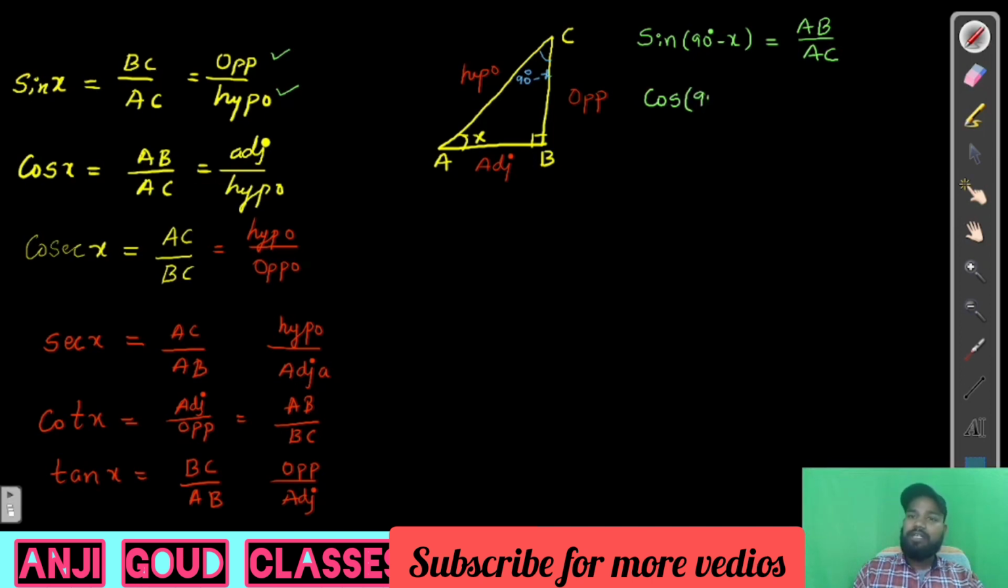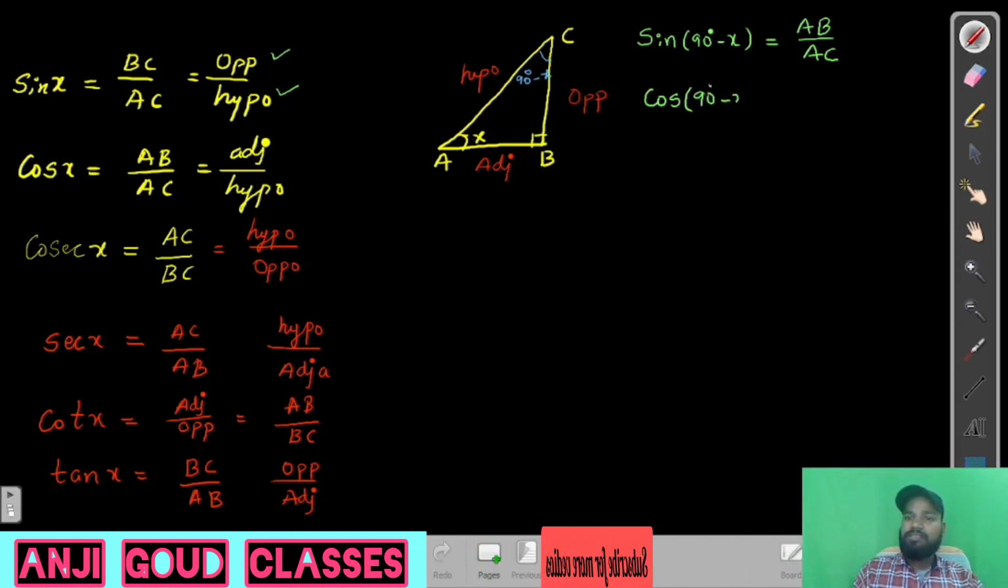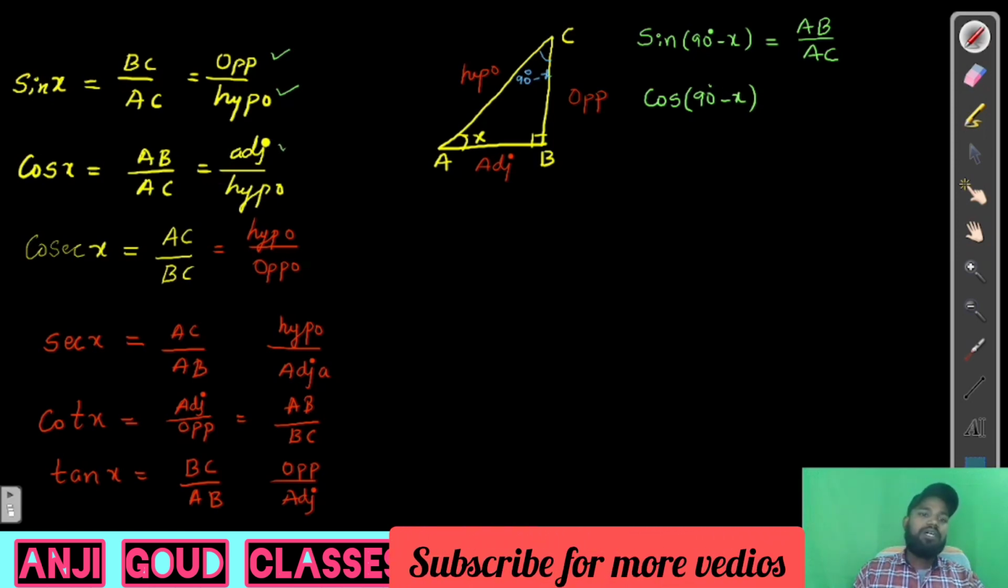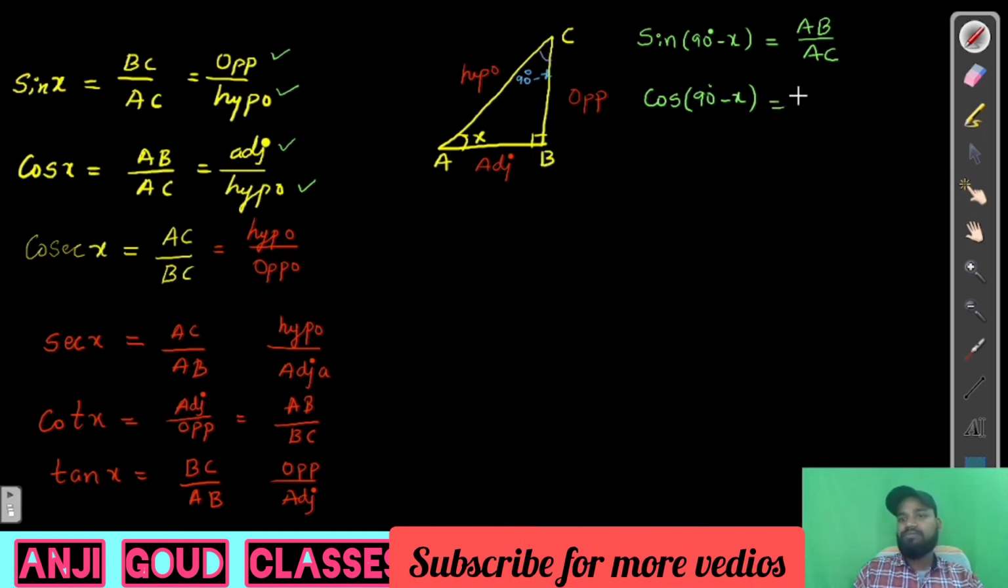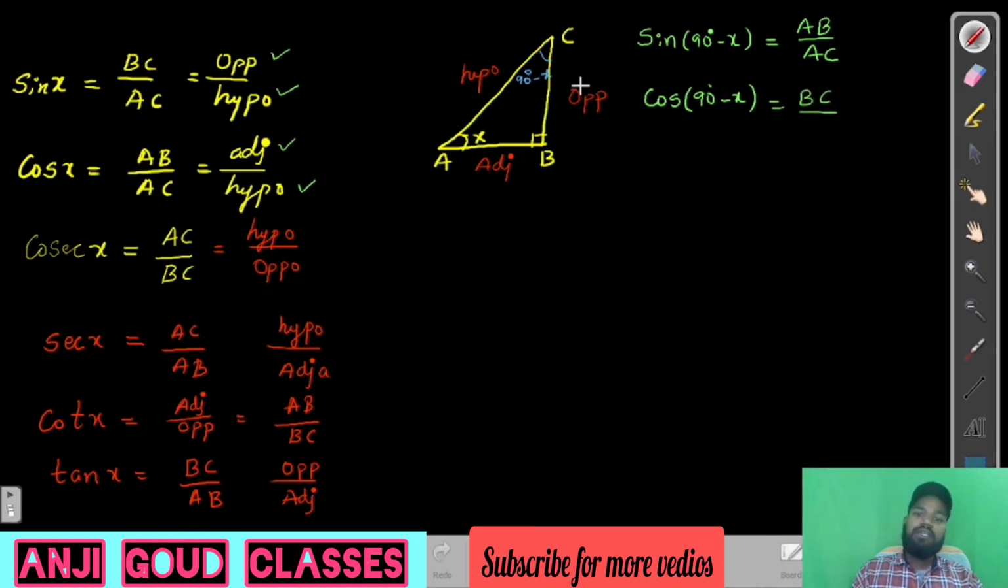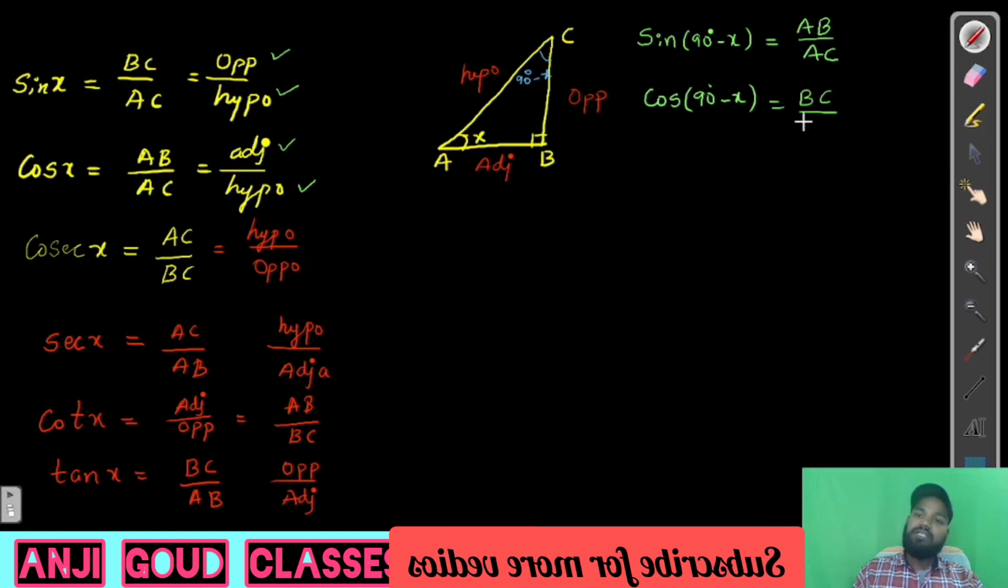Next, cos of 90 minus x. What is the cos formula? Adjacent by hypotenuse. With respect to this angle, adjacent is BC, and hypotenuse is AC.